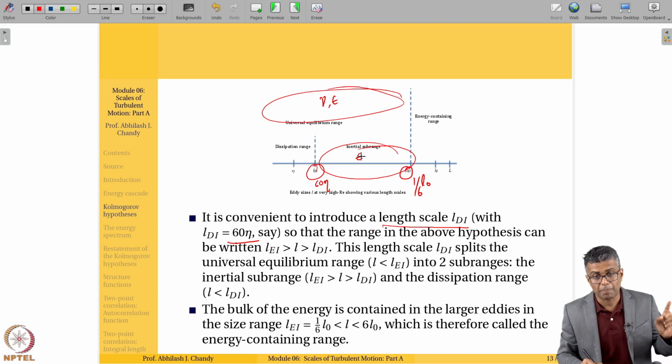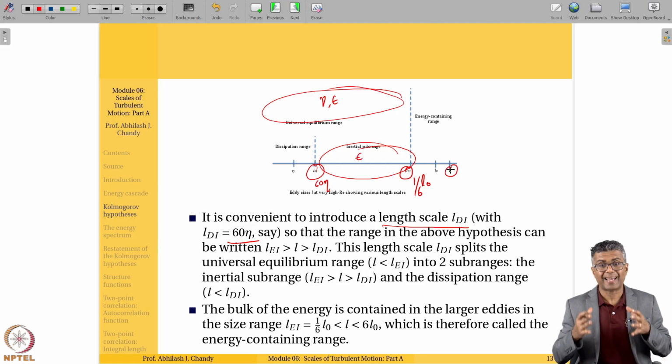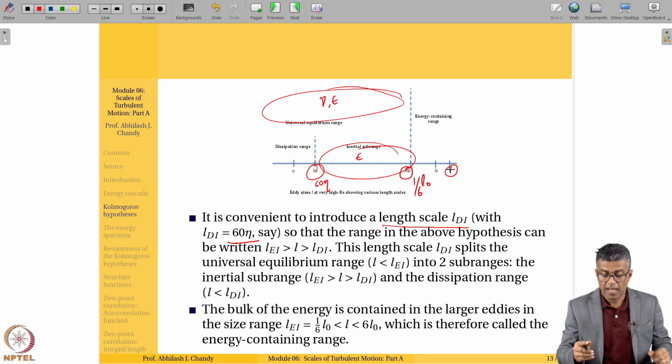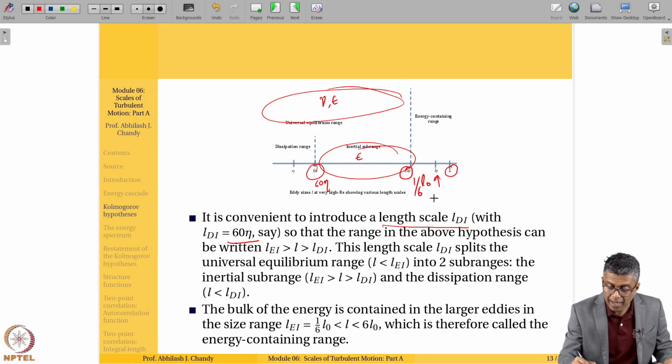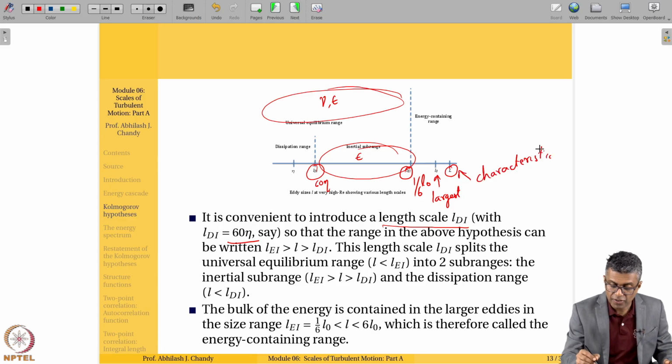I want to take a step back. Remember, I have this as my characteristic length scale. L0 is the largest length scale, isn't it? This is the characteristic length scale, which I was sort of calling fancy L. Everything greater than 1/6 L0 is the energy containing range, anisotropic.